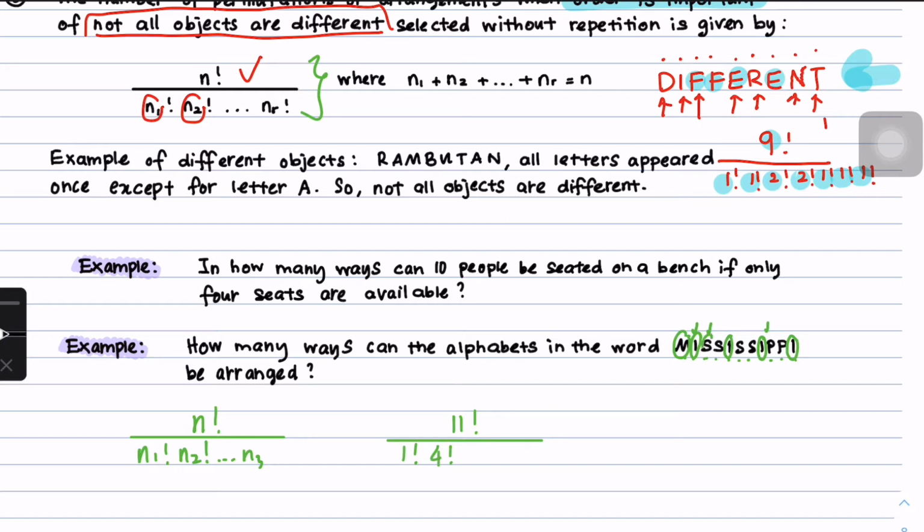And then the next one is S, you have 1 2 3 and 4, so you have 4 factorial here. And the last one is P, you have 1 and 2, so you have 2 factorial here.